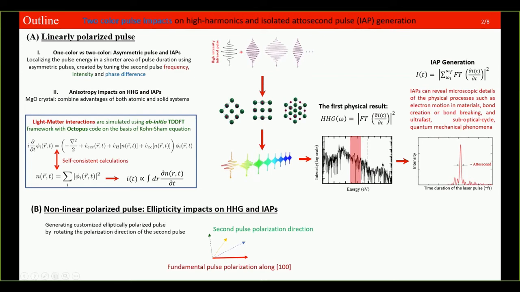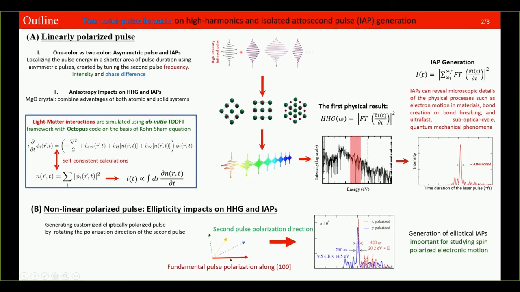In addition, using two colors, by rotating the second color polarization direction, we show the possibility of having an elliptical isolated attosecond pulse, which is important to study the electron motion in a spin polarized system.